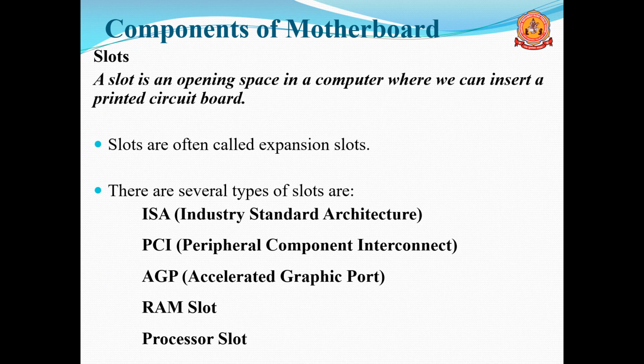One is ISA, Industry Standard Architecture; PCI, Peripheral Component Interconnect; AGP, Accelerated Graphics Port; RAM; and also the processor. These are the five main slots available in a computer. In them we can insert cards: the RAM, PCI or graphics card, or the processor. Everything we can insert in a slot. A slot is an opening space in a computer where we can insert the printed circuit board.